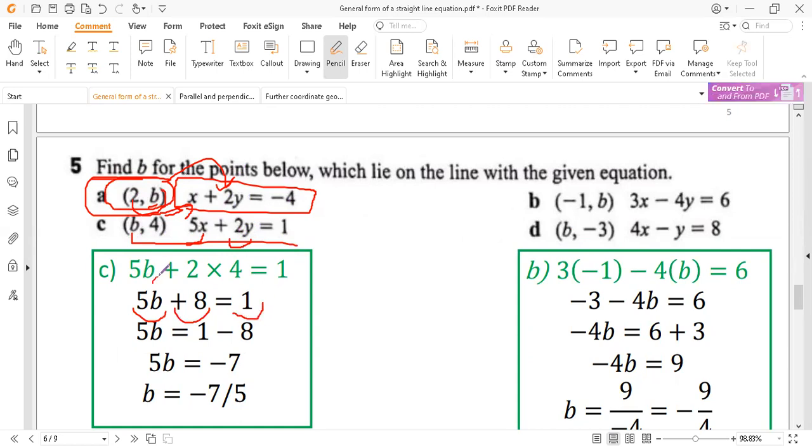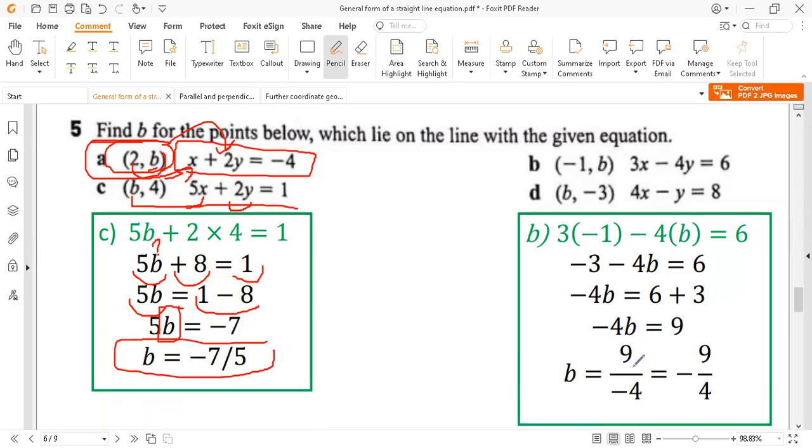So normally we have an equation of one unknown. It is very easy to solve an equation with one unknown. So 5b equal to 1 minus 8. We isolate b by dividing by 5, we will obtain minus 7 over 5. So small b equal to minus 7 over 5.